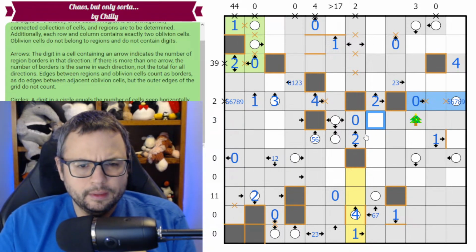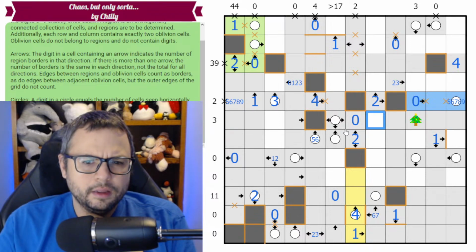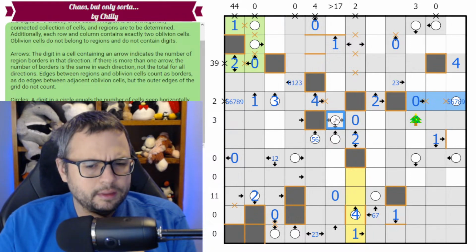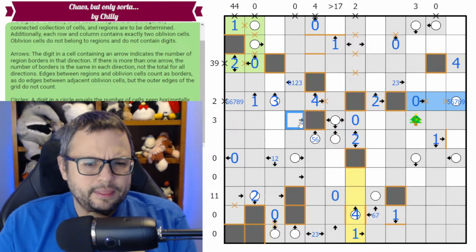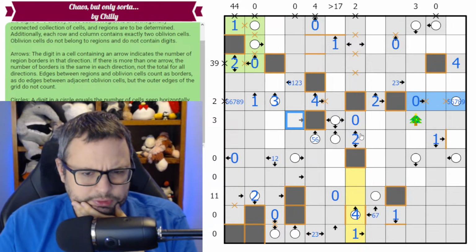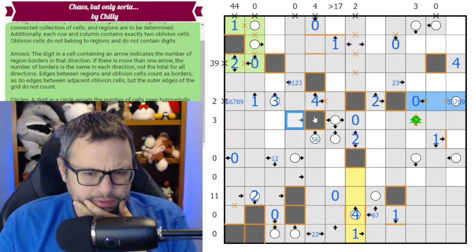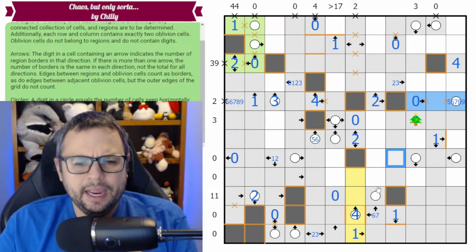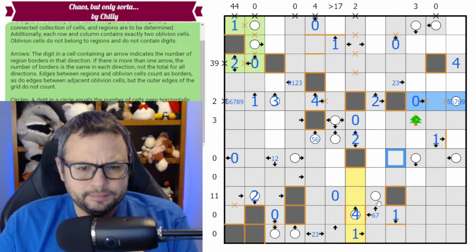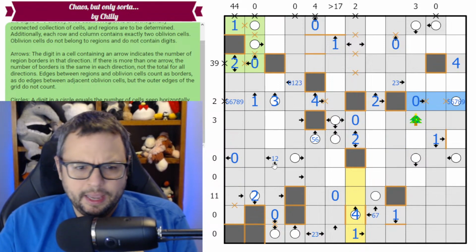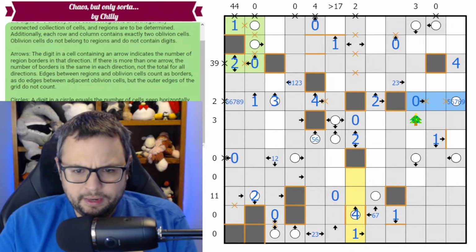This being a 3 seems awfully suspicious, because it would mean I only got one border over here, but maybe that's okay. Yeah, not 100% sure that I see what's going on there yet. Anyway, this one is done.